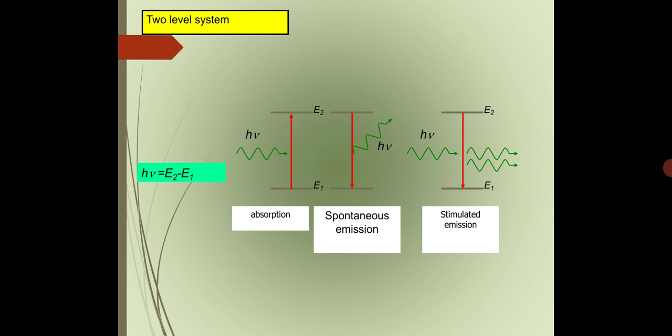Now consider a two-level system. In lasers, there are different level systems: 2-level laser system, 3-level laser system, 4-level laser system, and so on. For the basic concept, consider the 2-level laser system. When absorption occurs, electrons from the energy level E1 absorb the incident photon energy and jump into the higher energy level E2. Then the excited electron relieves its energy in the form of a photon and gets back to the ground level. This is spontaneous emission. And when spontaneous emission is allowed on an excited electron, we get stimulated emission. So there are only two transitions. That's why it is called a two-level system.